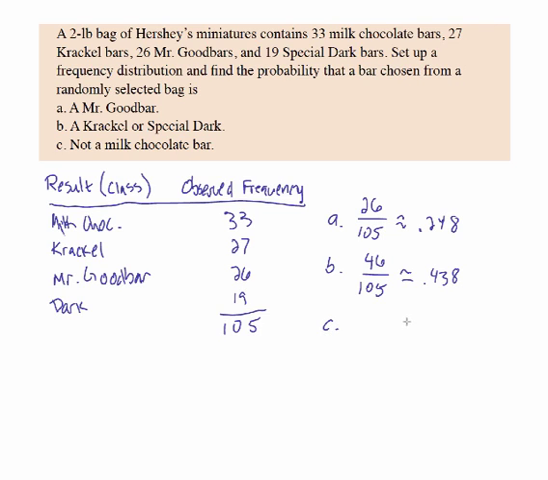Finally, for C, not a milk chocolate bar. Here's another one where using complements is a good idea. There are 33 that are milk chocolate bars. So that's the probability of getting milk chocolate. Not getting milk chocolate is 1 minus that, which is 105 over 105 minus 33 over 105, which works out to be 72 over 105. And in decimal form, that is about 0.686.